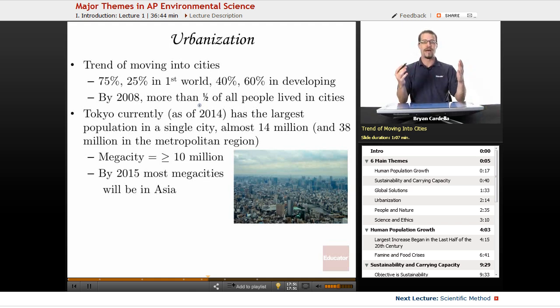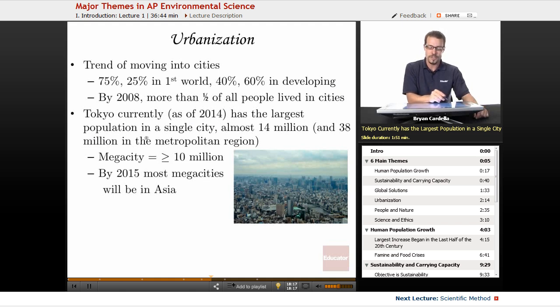That's incredible to think about, that if you were to flip a coin, chances are it's more than 50-50. You're going to be born in some kind of city area, or if not, you're going to end up moving there. So it's more than just a coin flip. It's more than half of all people living in cities. And it continues to grow. Tokyo, as of this year, as of 2014, has the largest population in a single city, almost 14 million.